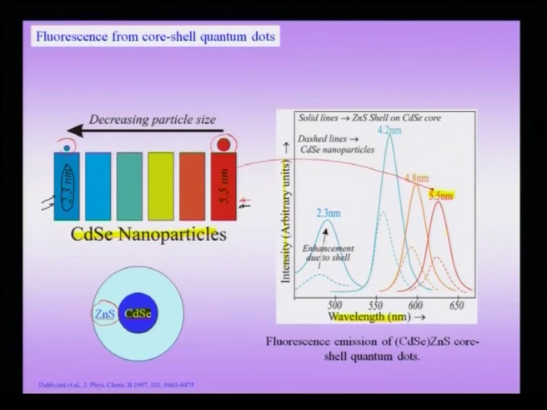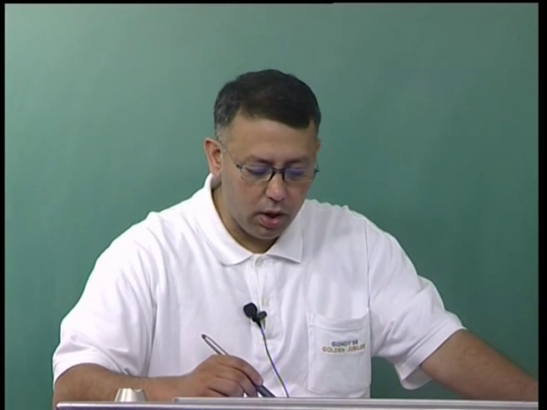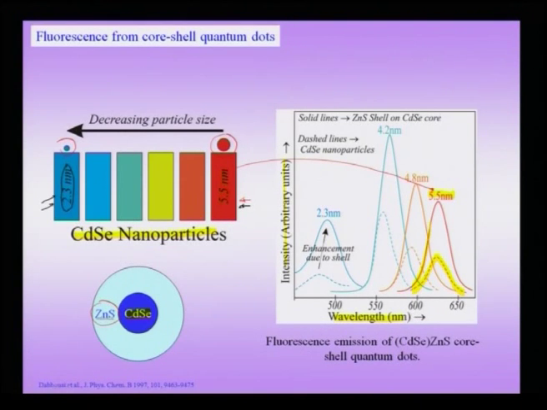Okay. Now, the important point is that in the absence of the shell, you see that the emission has a certain intensity, but when you have a shell around it, there is a clear cut marked enhancement in the intensity in the presence of the shell. So, I can show that there is an enhancement in the presence of the shell. So, clearly you can see that this is an important effect of putting a shell around a core.